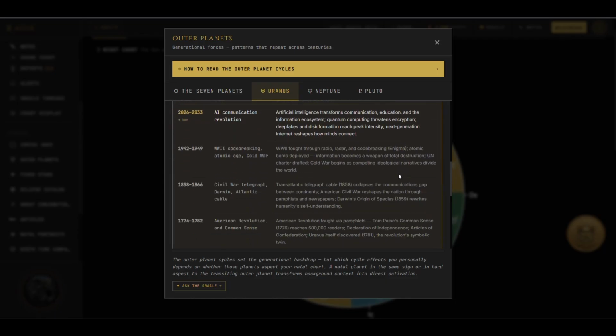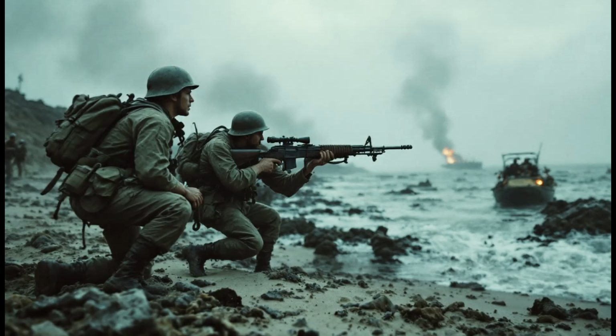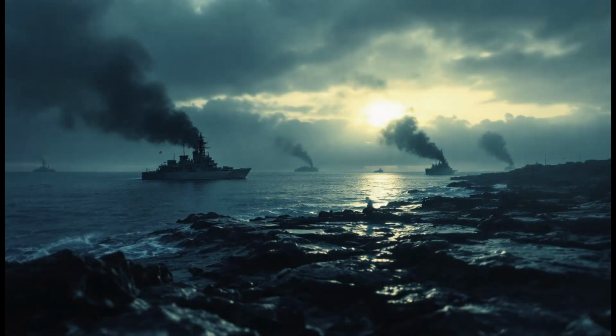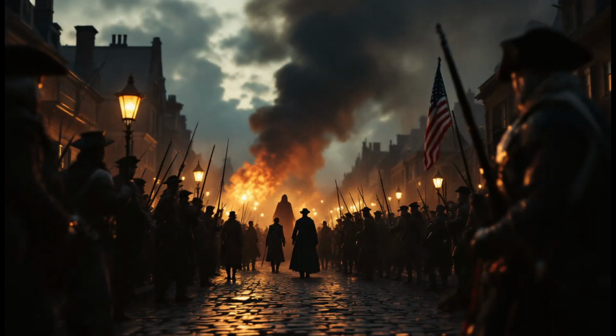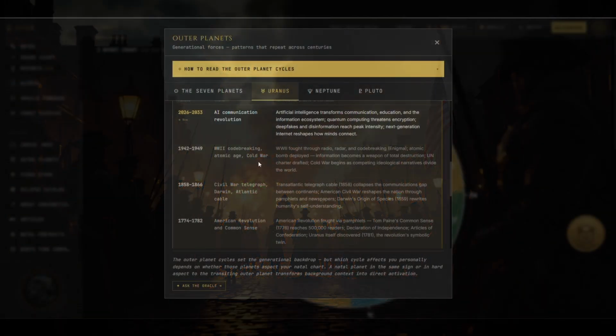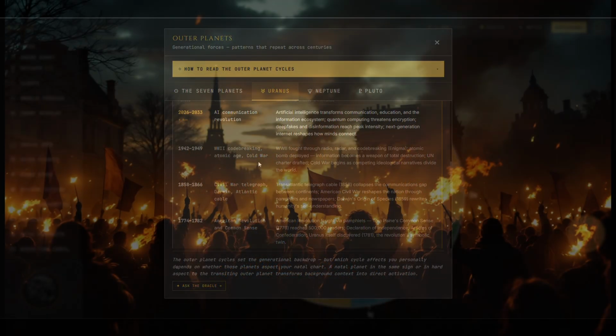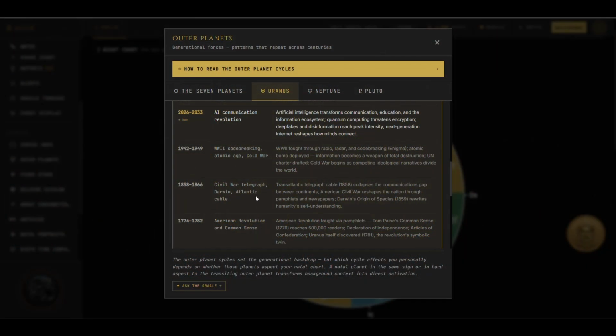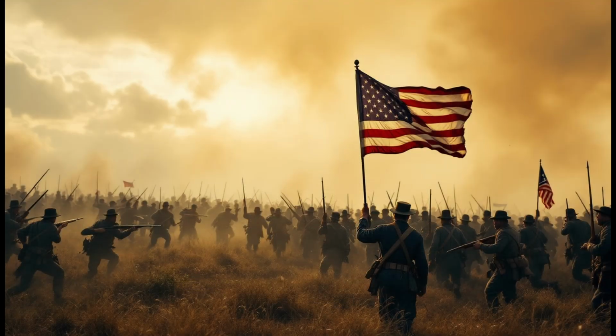And the historical pattern of Uranus and Gemini for the United States is striking enough that it was used to successfully predict World War II a decade before it happened. The Revolutionary War, 1775 to 1782. Uranus in Gemini, the nation being born through fundamental conflict. Exactly 84 years later, 1858 to 1866.